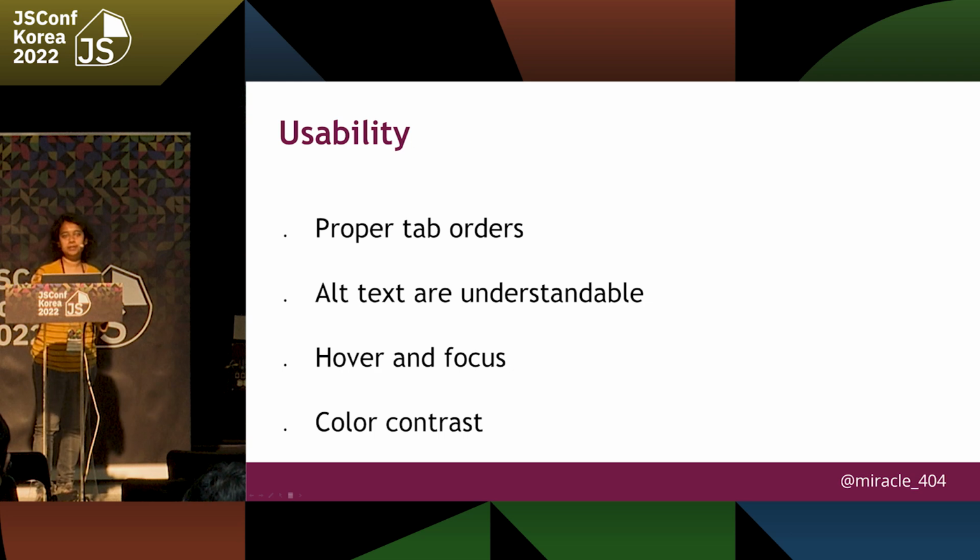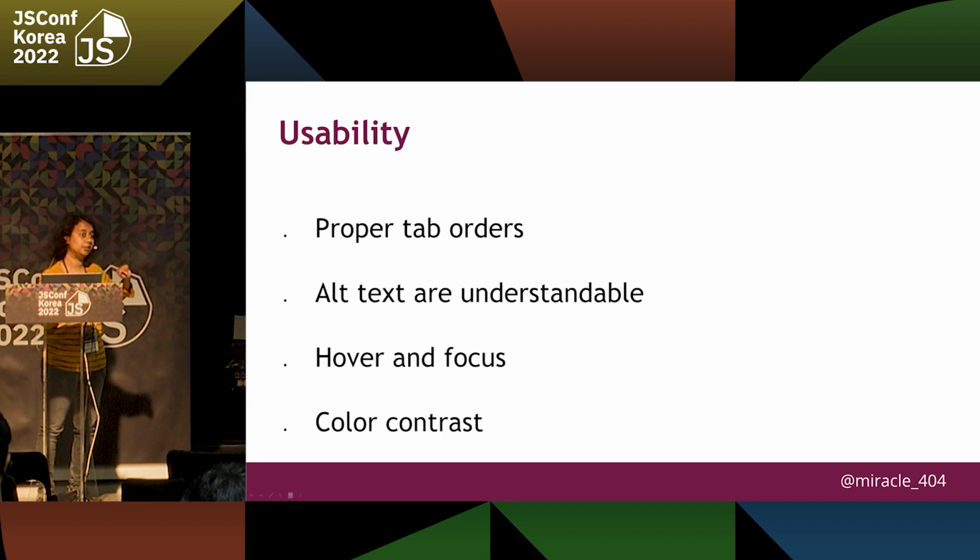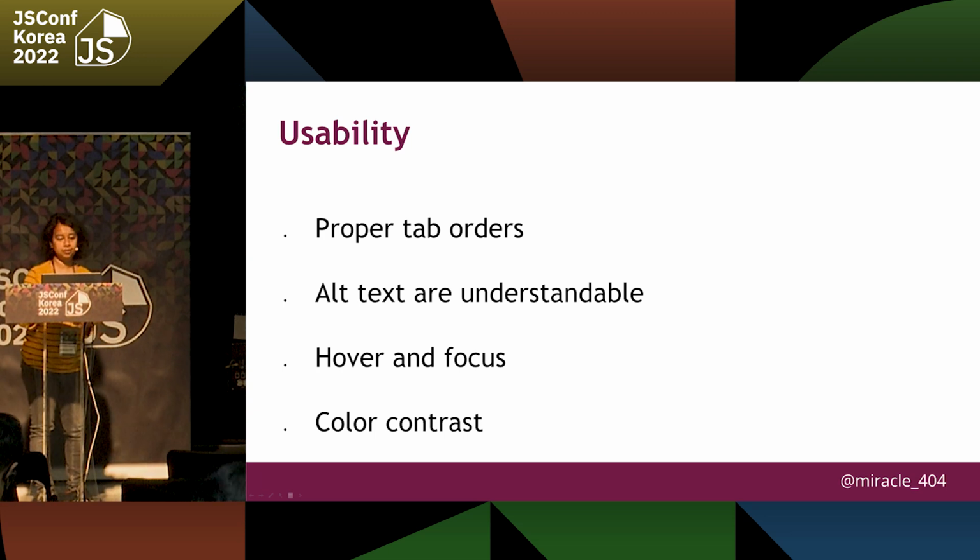Whenever we are hovering on a button, the user should know. And for focus, when they are tabbing, the outline should be visible. Many times for styling purposes, we just go ahead and say outline none. Now if a keyboard user tabs on it, they won't understand which button or anchor tag is currently active. So we need to have proper focus styling for that.